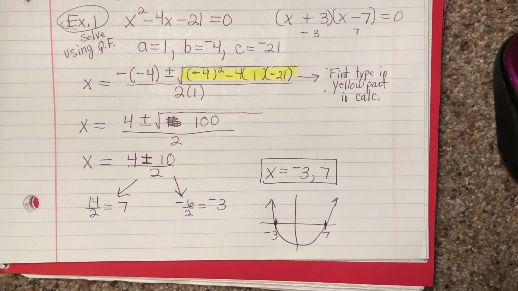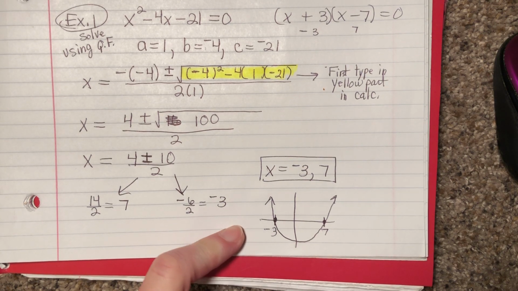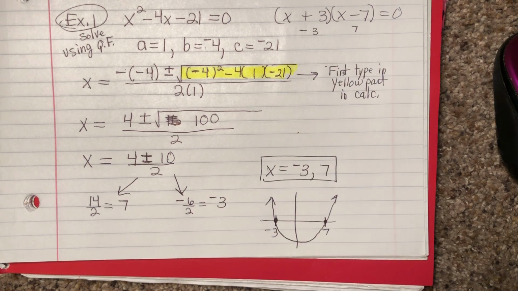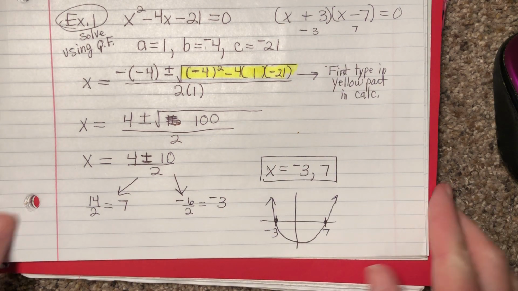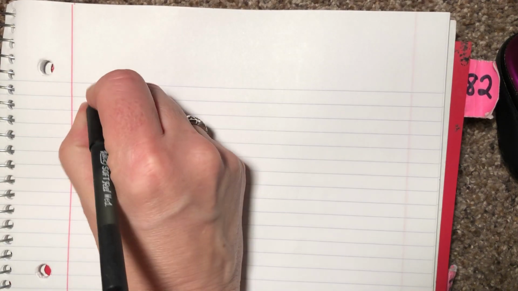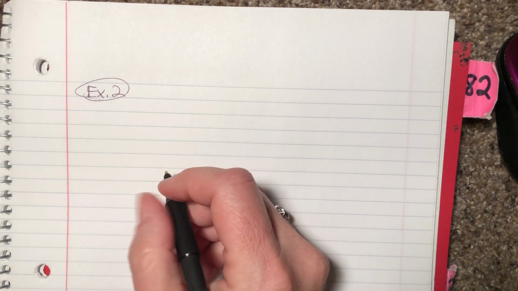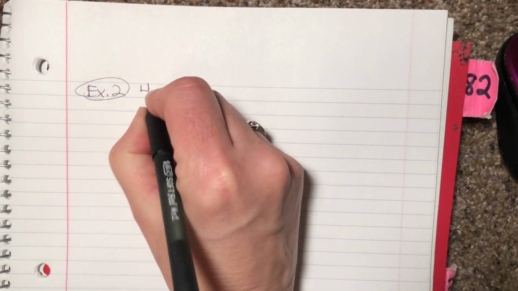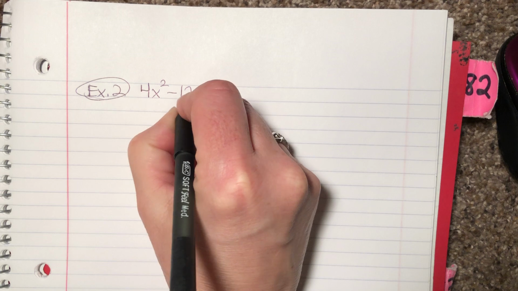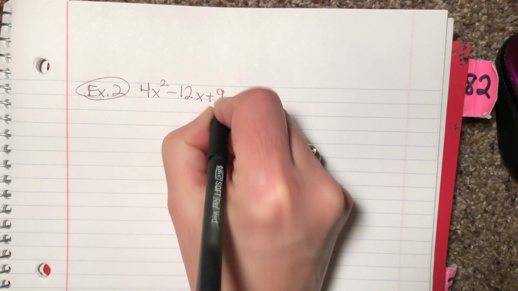Okay, so we left the last video on this problem that you could solve by factoring, but I wanted to show you how the quadratic formula works. Now let's go to another example where you could factor it, but I'll show you what it looks like in the quadratic formula. So this one will be 4x squared minus 12x plus 9.